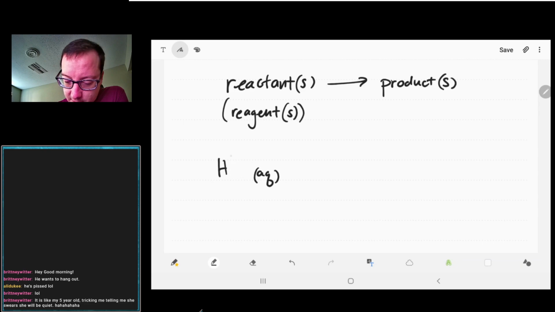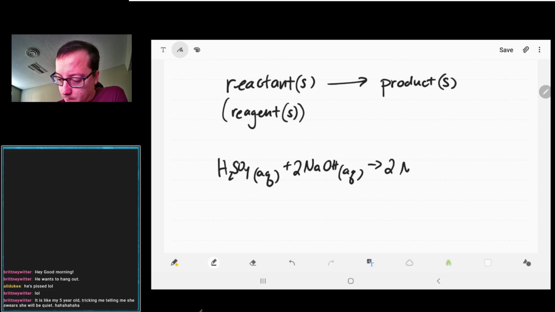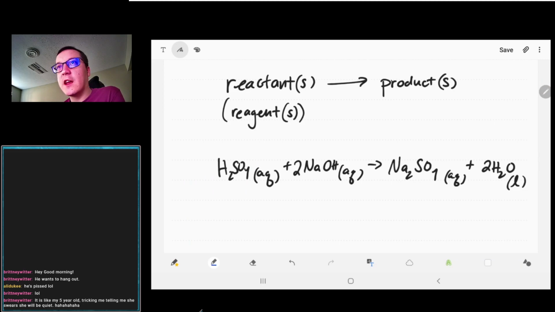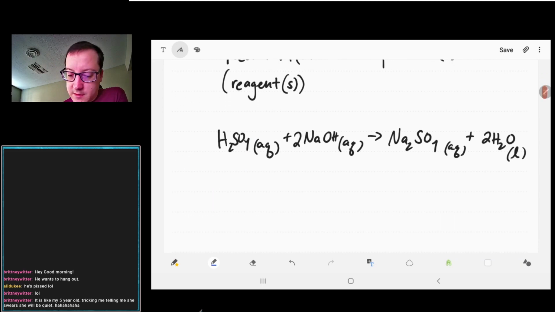Actually, let's make this sulfuric acid instead. We're going to learn how to be able to predict all of these things in a chemical reaction. So this is an example of one. Let's go ahead and break it apart here. So we have our reactants. That's going to be sulfuric acid.